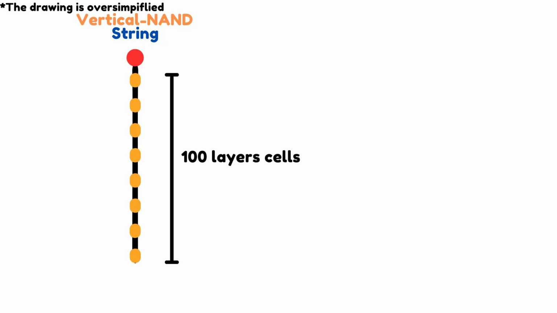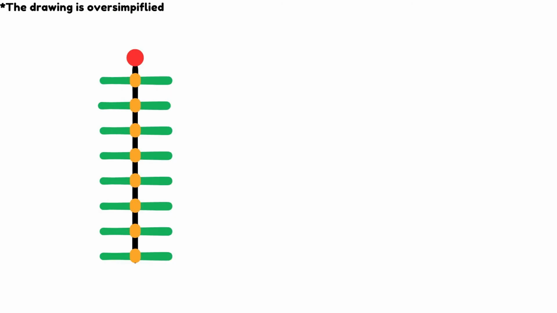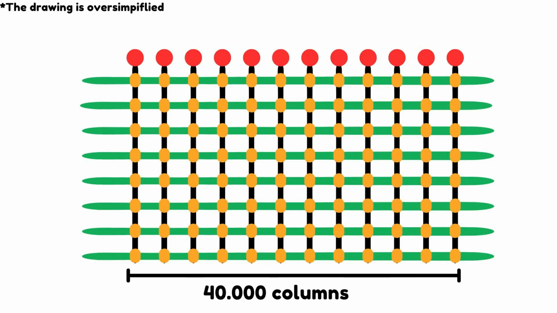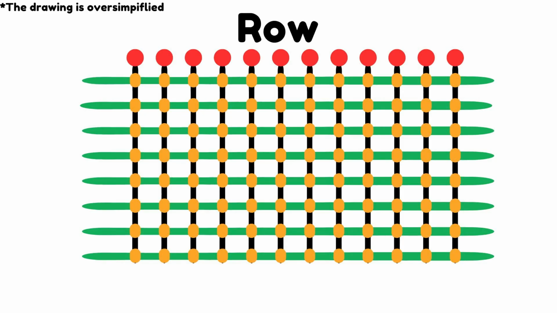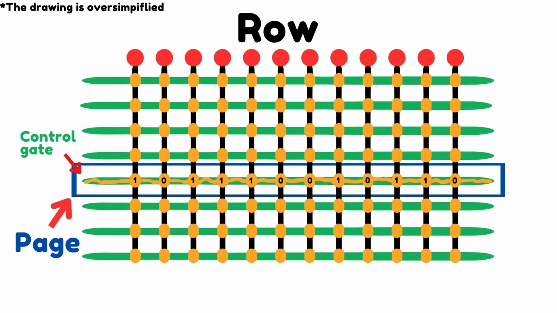To store more data in the same physical space, SSDs use vertical stacking. A single NAND string consists of about 100 layers of memory cells, arranged vertically along a control gate. Then, these structures are copied 40,000 columns wide, forming what is called a row. A single row can have multiple cells that are arranged vertically to have the same control gate, allowing multiple bits to be accessed simultaneously. This is called a page, and it is the reason why SSDs have such incredible read and write speeds.